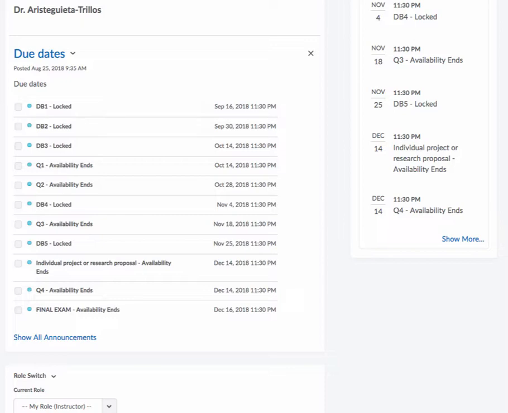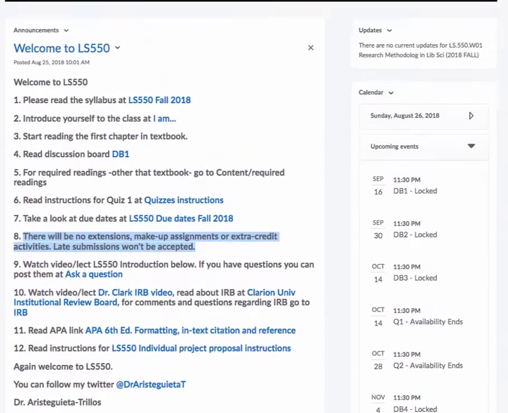Then we will have quizzes. We're going to have 4 quizzes: quiz 1, quiz 2, quiz 3, and quiz 4. And they are open, but the due date is here. For example, quiz number 1 is October 14. Then we have the final exam, and that's due on December 16, and I think the final exam will be open the 15th and the 16th. And the most important assignment is your individual project or research proposal, and it has to be in the assignment Dropbox by December 14, which is I think the last day of class.